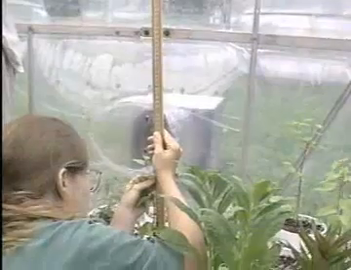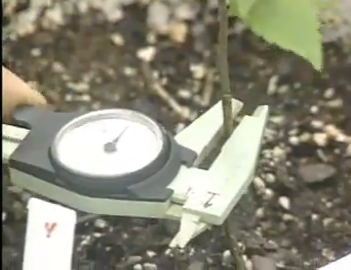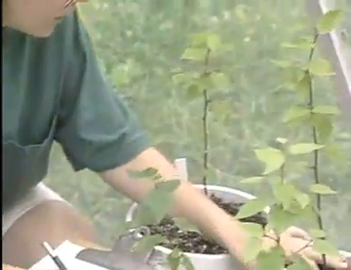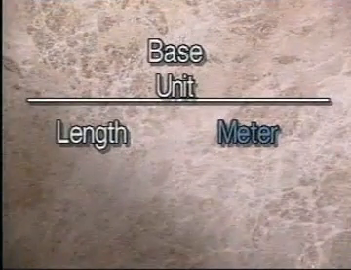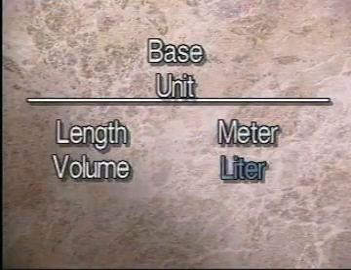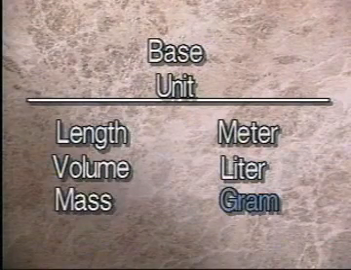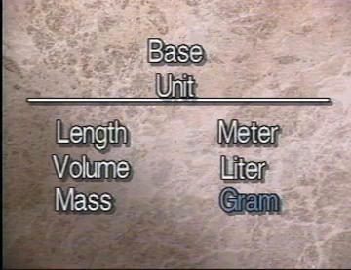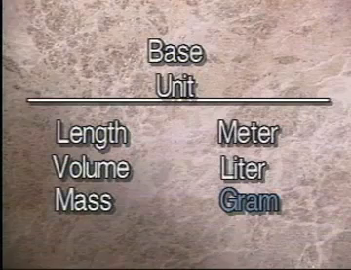Let's look more closely at the system to see why it's so popular. First of all, as stated before, it is based on powers of 10. There are base units of length, volume, and mass. The unit for length is the meter. The base unit for volume is the liter, and the base unit for mass is the gram. Then all people need to know are prefixes that identify the different larger or smaller units of measurement.